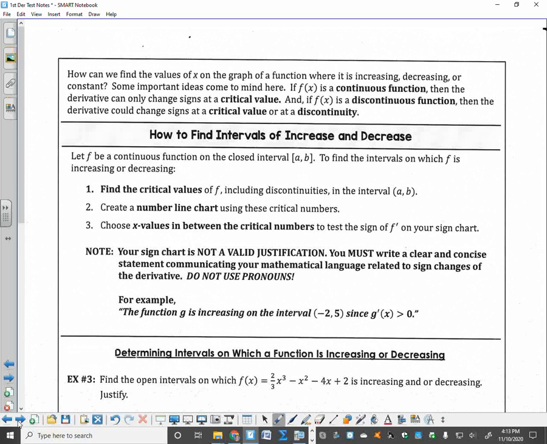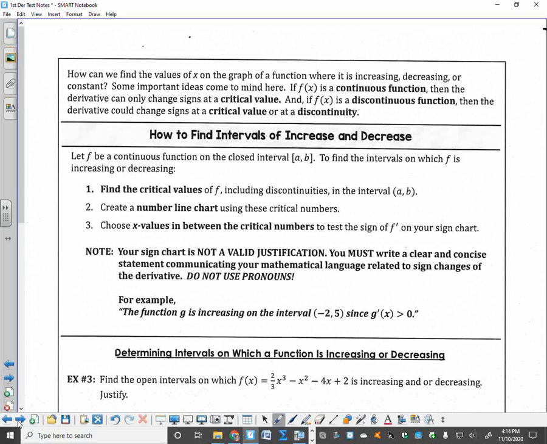How to find intervals of increasing and decreasing. Now, make sure that we're clear here. We're finding intervals of increasing and decreasing, not maxes and mins. Because if I'm discontinuous, like if I have an open circle or an asymptote, that's not a max or a min. But it does end an interval of being increasing or decreasing.